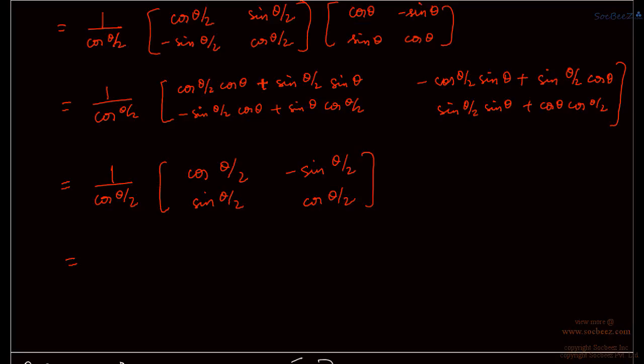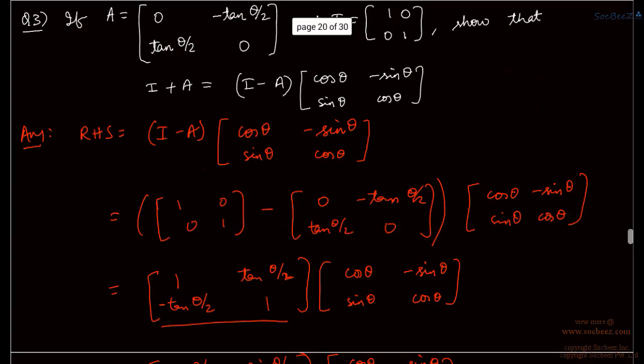Right. Now I have this scalar here, cos theta by 2. So I just divide the whole thing by cos theta by 2, or just multiply the whole thing by 1 by cos theta by 2. So what I get is 1, minus tan theta by 2, tan theta by 2 and 1. Right. Now look at your expressions.